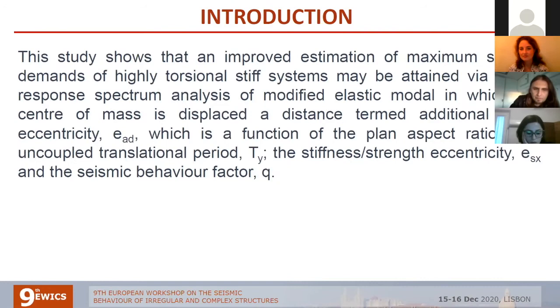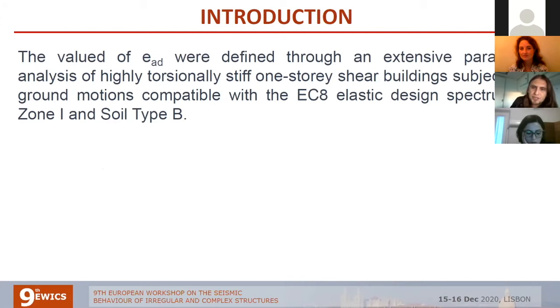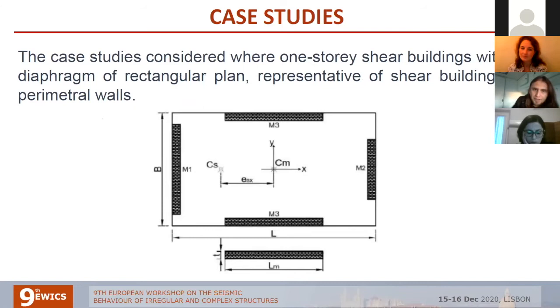And such values of this so-called additional eccentricity were defined through an extensive parametric analysis of highly torsionally stiff one-story shear buildings subjected to ground motions compatible with the EC8 elastic design spectrum for zone 1 and soil type B. Specifically, the case studies considered in these investigations were one-story shear buildings with rigid diaphragm of rectangular plan, which are representative precisely of shear buildings with perimetral walls.